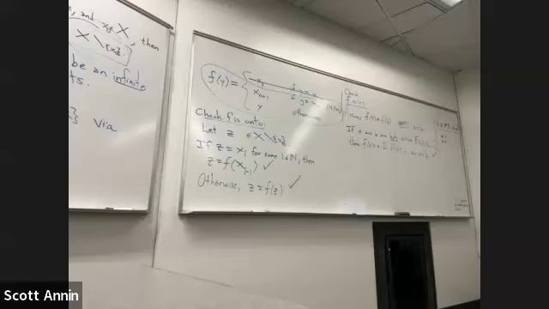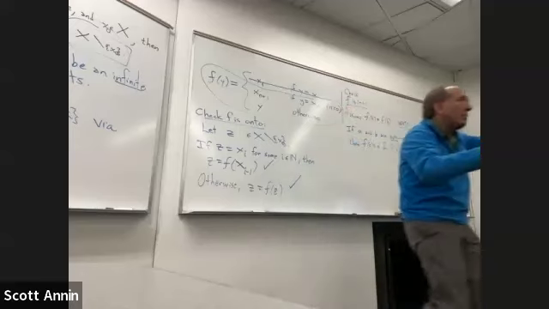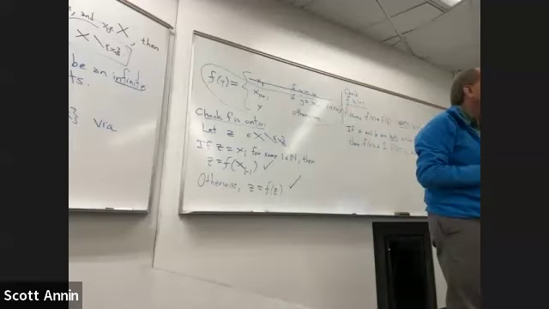Now, is it possible for one of the a or b to be from the sequence and the other one not to be from the sequence? Could that happen?